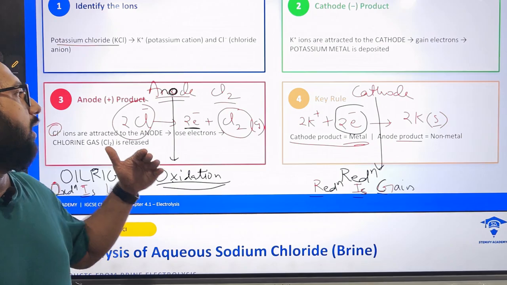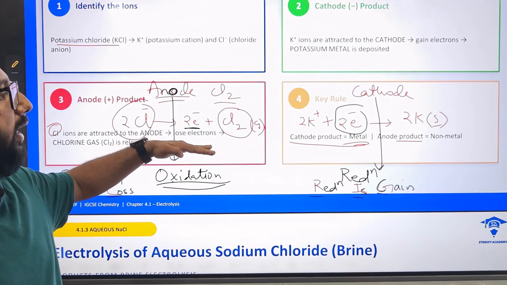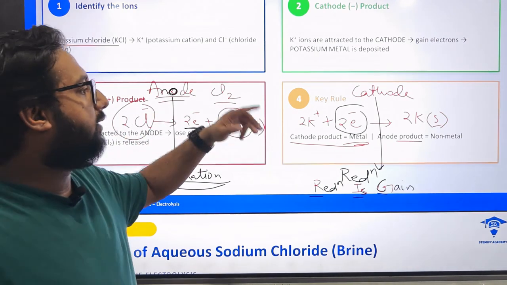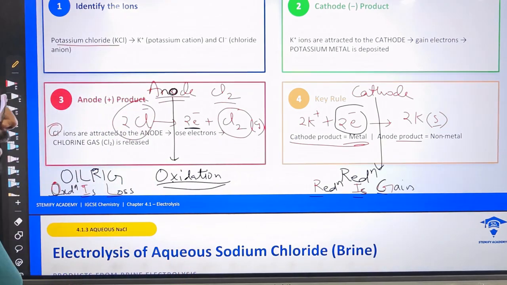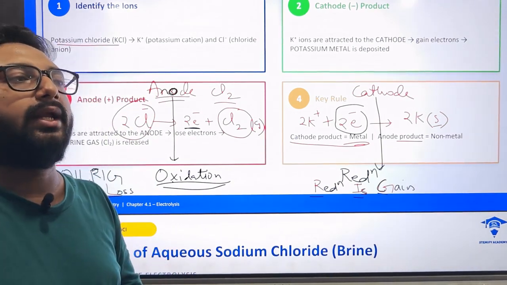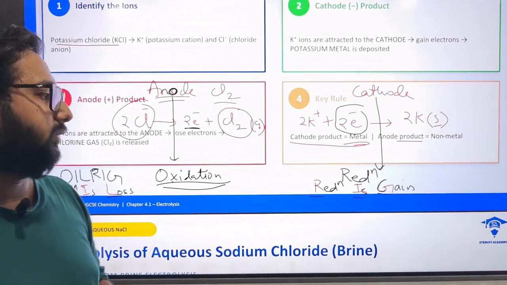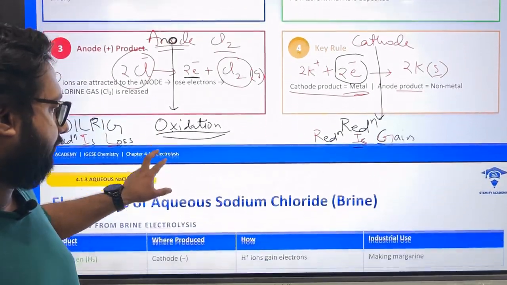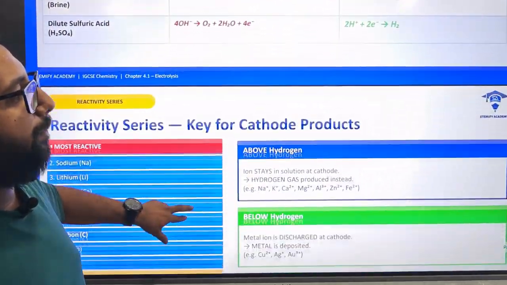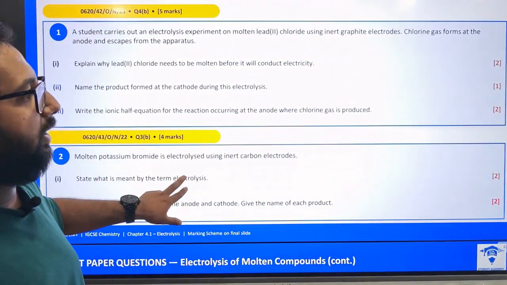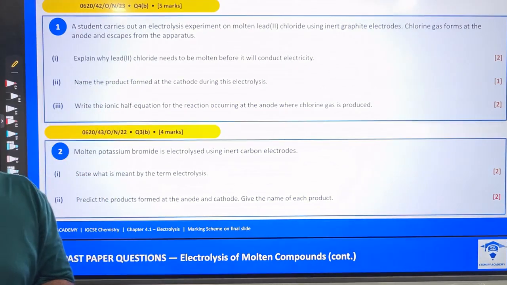And at the anode, you get non-metals. At the cathode, metals are obtained. This is what generally happens during electrolysis of molten compounds. Now let us have a look at a few past paper questions which are related to electrolysis of molten compounds.